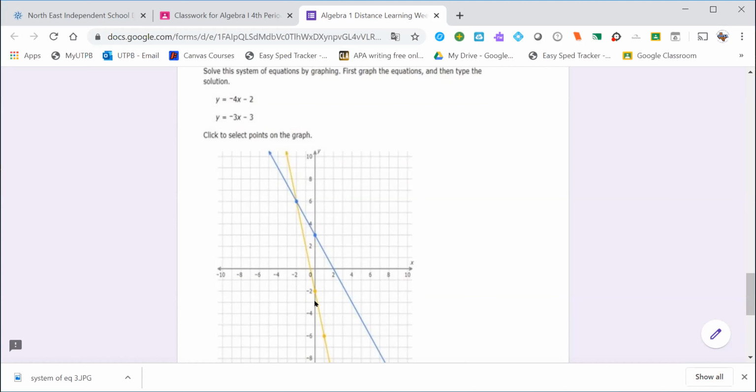So again, we start at -3. That should have been where our starting point was, not here. Then my slope was -3/1, so I'm going to go down 3, 1, 2, 3, and over 1. And there's where the solution is. The solution is where the two lines cross. So this is an incorrect solution. It should be down here where that yellow dot is.